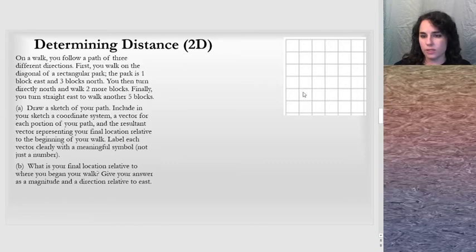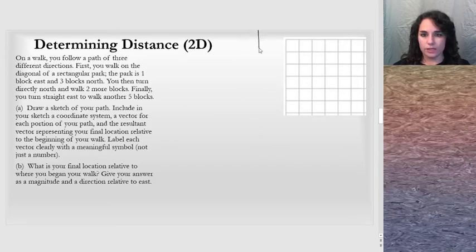So you can see I have this grid over here. We're going to put these walks on the grid. Let's look at the directions. Draw a sketch of your path. Include in your sketch a coordinate system, a vector for each portion of your path, and the resultant vector representing your final location relative to the beginning of your walk. Label each vector clearly with a meaningful symbol, not just a number. So we're going to formalize this.